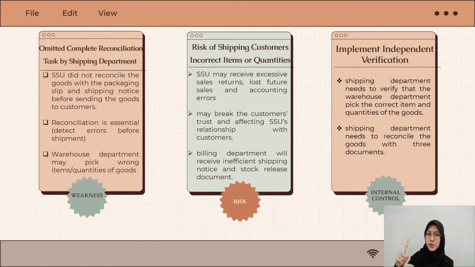So the first step to implement this type of internal control is there should be a shipping department who will verify that the warehouse department put in the correct items and quantities of the goods. Then the second step is the shipping department needs to reconcile the goods with 3 documents, which are stock release document, packing slip, and also shipping notice.